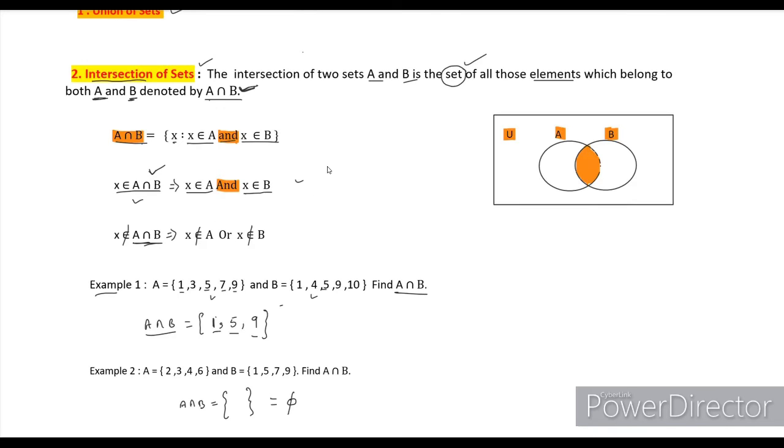So always remember, kids, intersection is always associated with "and", because the element should be present in both A and B sets. Union is always associated with "or", because the element can be present in any one of them. So union is always associated with "or", and intersection is always associated with the word "and".